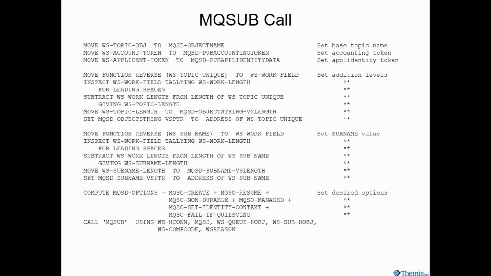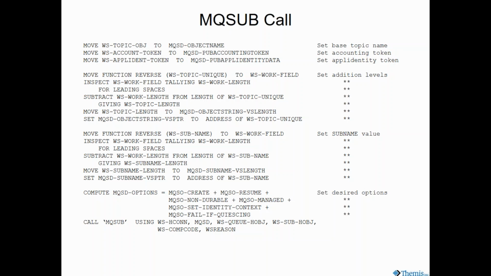The next part, subscription name. Again, reverse it. Tell me how many leading blanks there are. Subtract it from the length. Set the length, set the pointer, and now I've got the subscription name set up. Compute the options: I want create plus resume. If the topic doesn't exist, the subscription doesn't exist, create it. If it does exist, resume it. In other words, I want to pick back up where I left off.